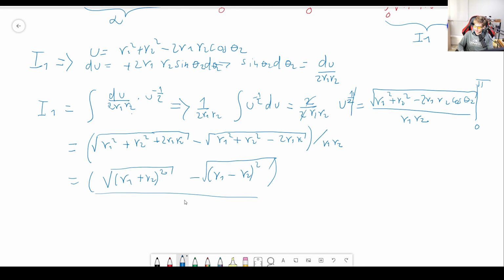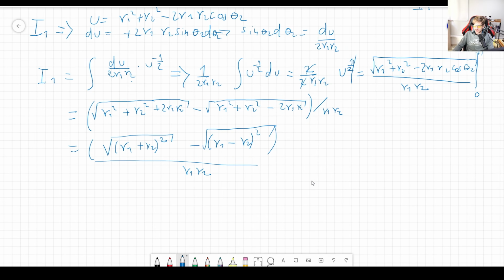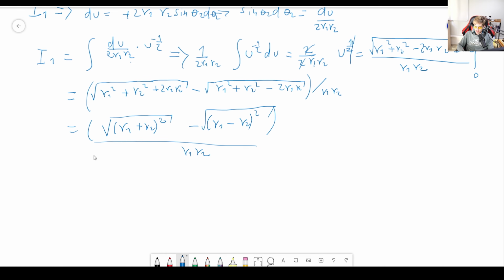And of course divided by r1 r2. Okay, so now we can take the square root. And we have to consider that since this is squared, there could be maybe 2 cases to consider. So this quantity is always positive because both r1 and r2 can only take values between 0 and infinity. So this is always positive, so we can simply take the square root of this. We just get r1 plus r2.